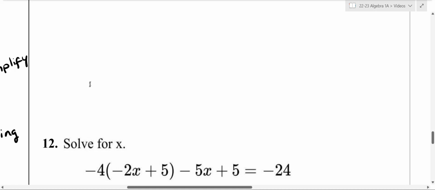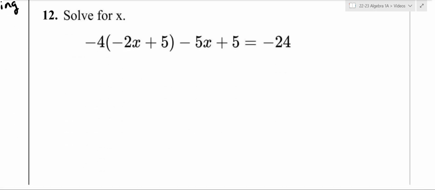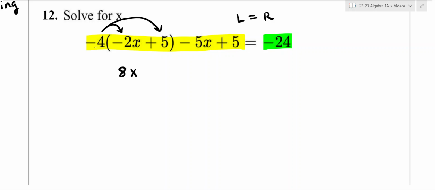And the last problem is right here. This is the left, and this is the right. Okay, so let's simplify. We're going to distribute the negative 4. That means we're going to multiply it in. Negative 4 times negative 2x is 8x. Negative 4 times 5 is negative 20. We didn't touch these two terms, so it's going to be minus 5x plus 5x equals negative 24.